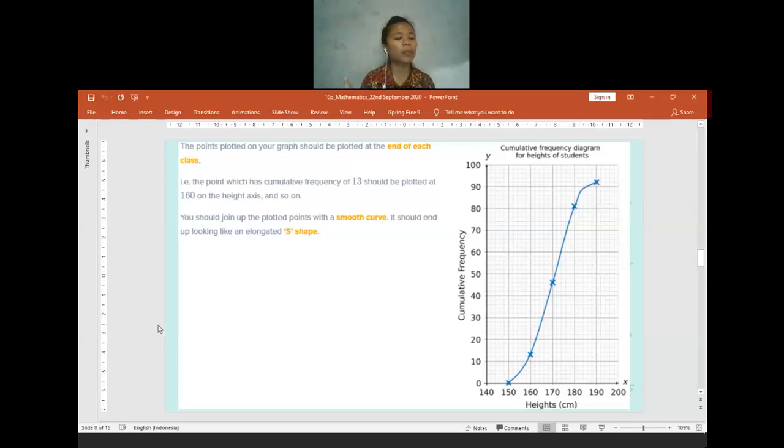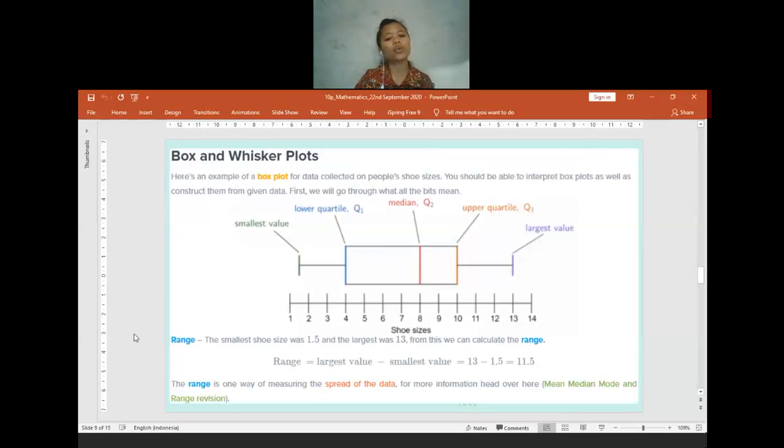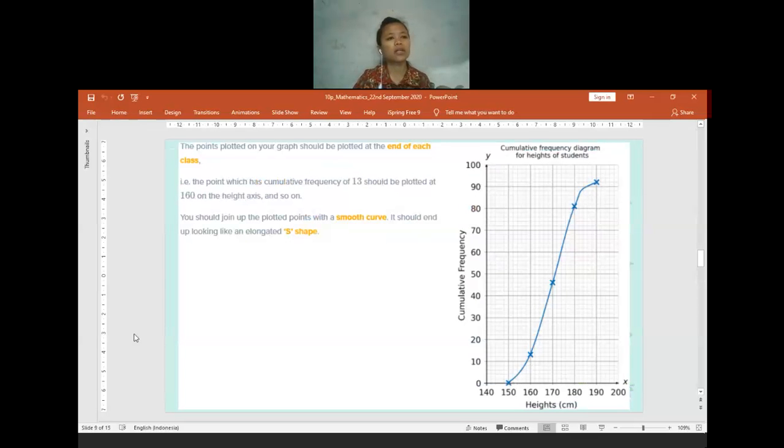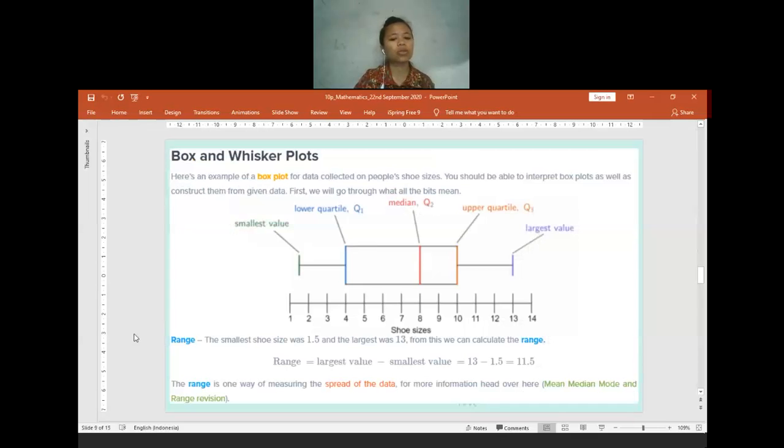All of you, do you have any millimeter grid paper? Do you have it? No. Yeah, that's why I don't think I will give you a task to draw a cumulative frequency for next week. I will give you the cumulative frequency diagram. You will have to find the lower quartile, upper quartile, median, and then after that the interquartile range, something like that only.